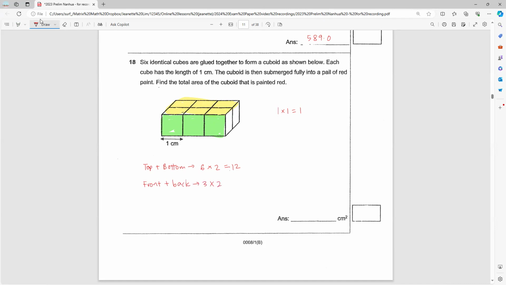3 times 2. Next, we have the sides, and there are 2 sides. So each side has 2. So 2 times 2, because there are 2 sides, left and right. Now add them up. 12, 6, and 4. 22. So the answer is 22 square cm.